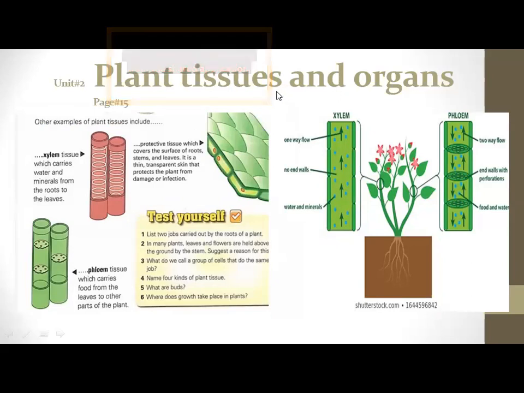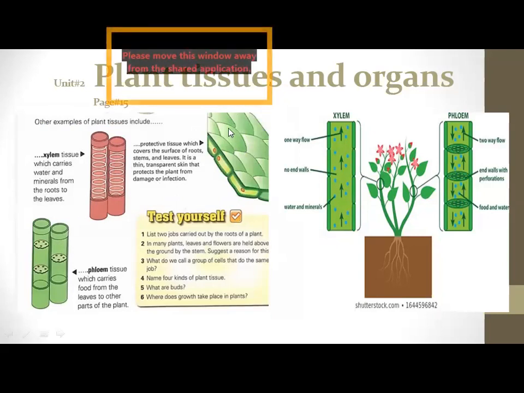You can see here in these pictures, these are xylem tissues. These are phloem tissues. And these are also called protective tissues, lying at the upper surface of the leaf. The shiny surface of the leaf is made up of protective tissues. Now come towards these tissues one by one. First of all, I will explain the xylem tissues.